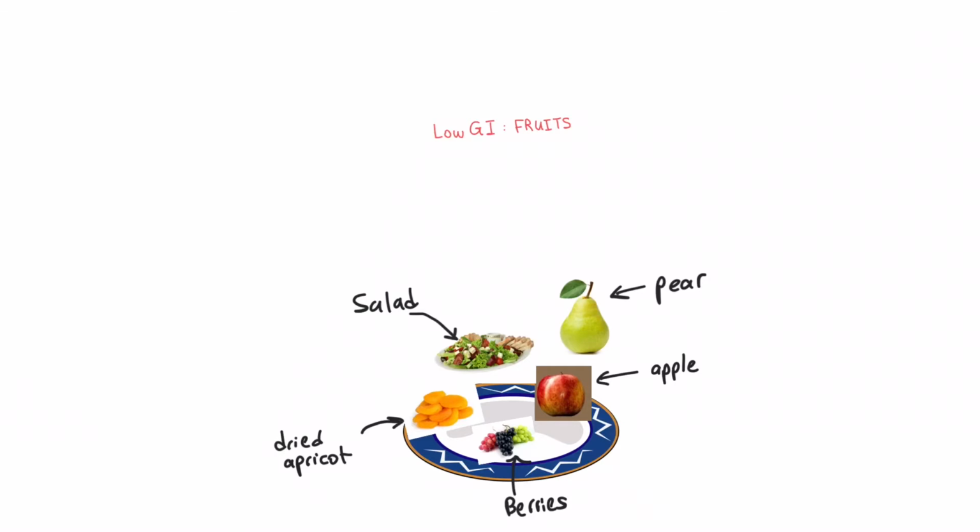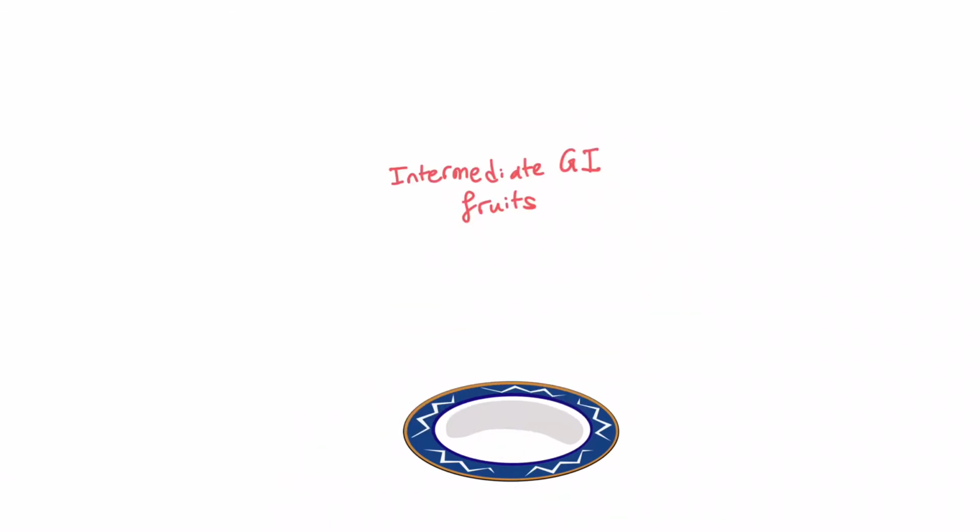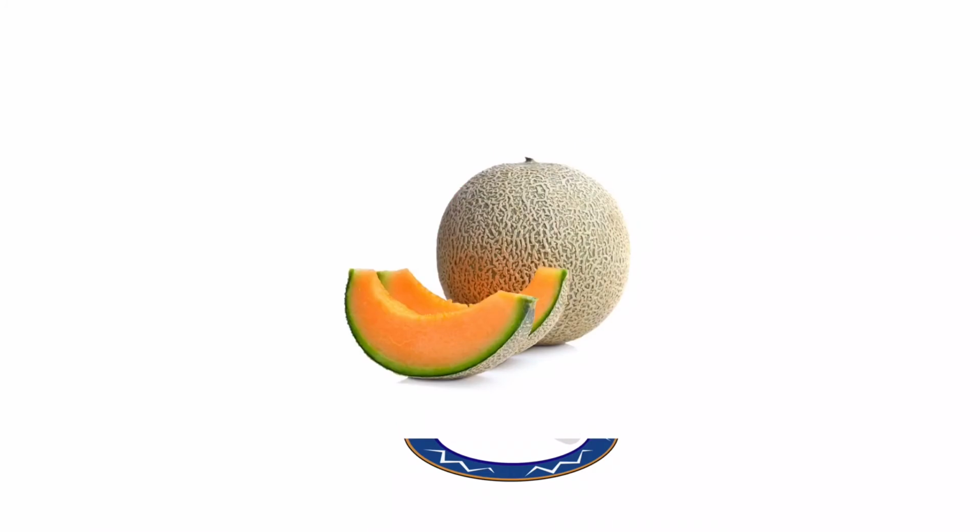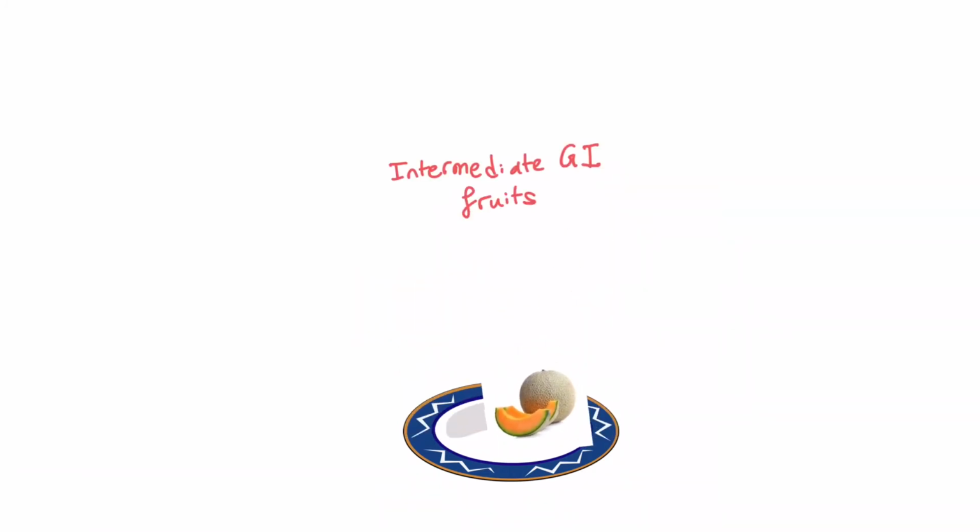So let's go to the intermediate GI food. Moving on to the next section, which is the medium or intermediate glycemic index food. A good example of intermediate would be some banana, so you could incorporate that more into your diet. Maybe some melons. It's not very common that people have melons in their diet, but let's put that on the plate. Just normal melons, not watermelons. Just say melons.